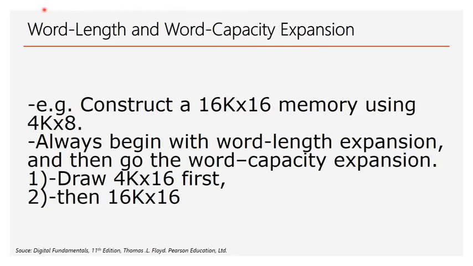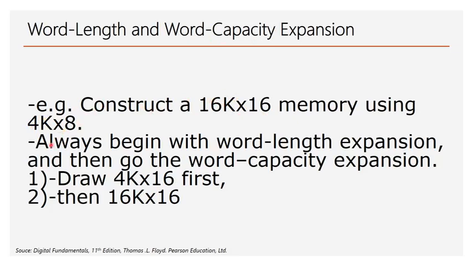Now, if you've got a question like this, for instance, let's say I've got 4K by 8s, that's what I have, and I want to construct a single memory which is actually a 16K by 16. So as you can see, I go from 8 to 16, that is a word length expansion, and I go from a 4K to 16K, that's actually a word capacity expansion. So it's a combination of the two.